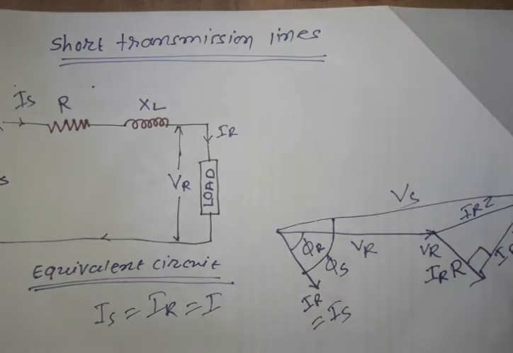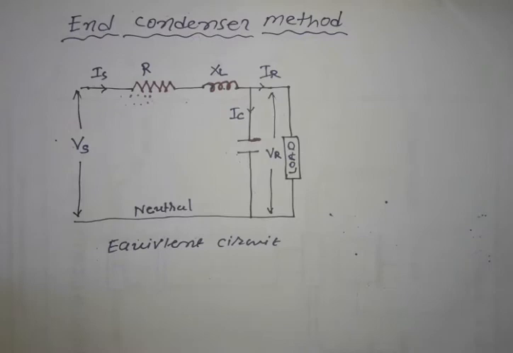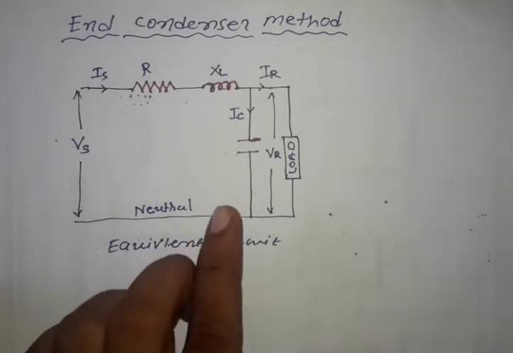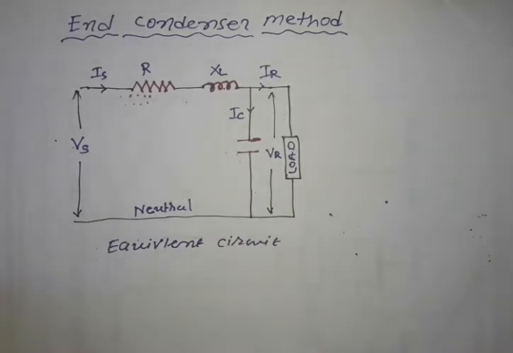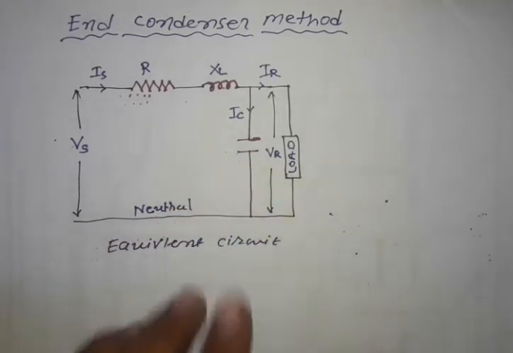Now we see the medium transmission line. In the medium transmission line, first we see the nominal conventional method. Here is the equivalent circuit for this method. In this method, we locate the capacitance near to our load. So here in the figure we see a capacitance C.